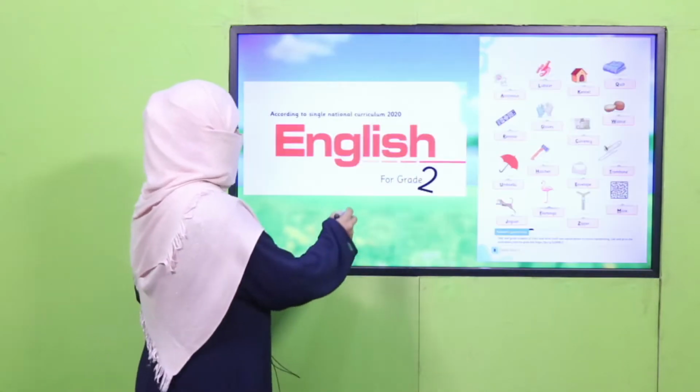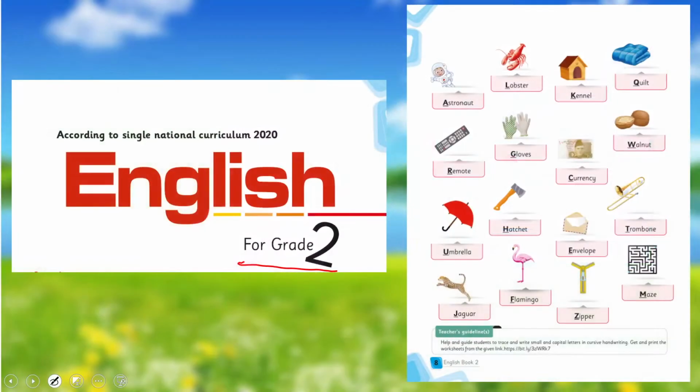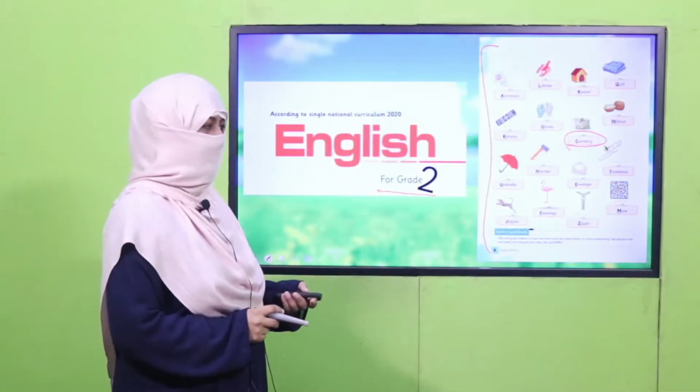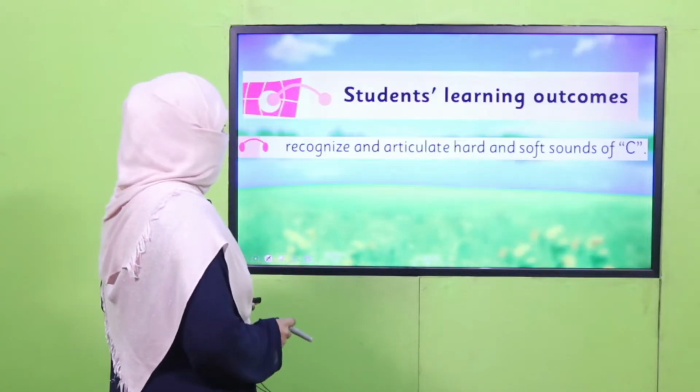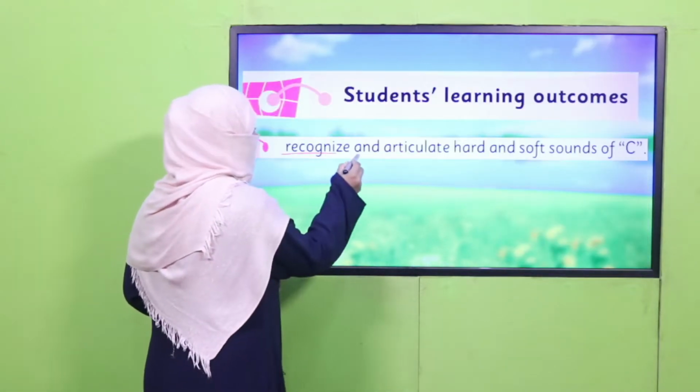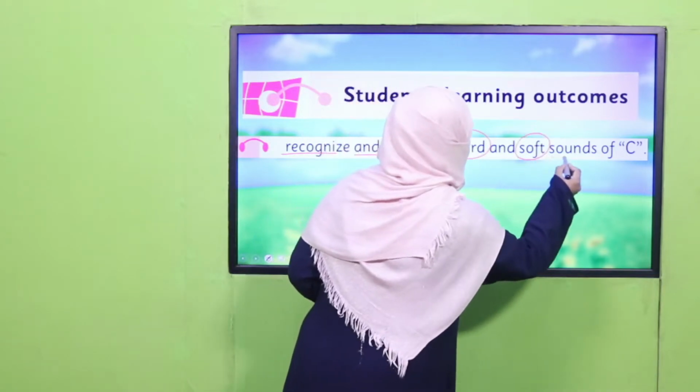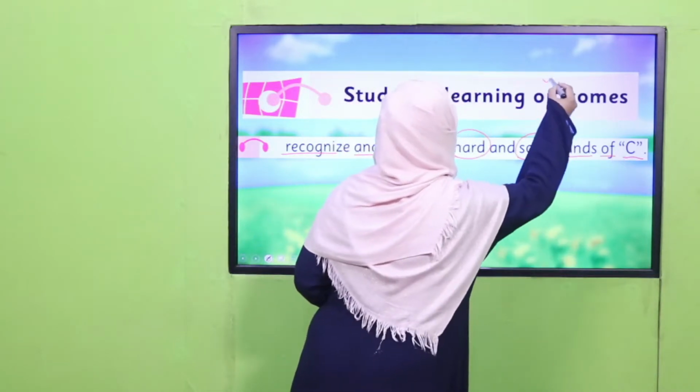Before this, in your English for grade 2, I have taught you sounds of all the letters. I hope you remember. So far we have pronounced C as K, as in currency, calendar, carrot, cabbage, etc. Today we will learn further and we will recognize and articulate hard and soft sounds of C. This is our today's SLO.